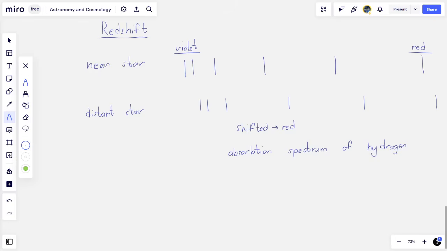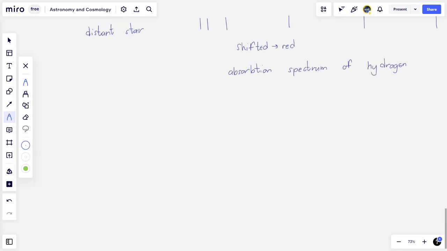It means, like the Doppler effect, since they are moving away from us, their wavelengths are being stretched out. They're being shifted towards the red end of the spectrum. So this is very similar to the Doppler effect. You can think of it in that way if you want an analogy.